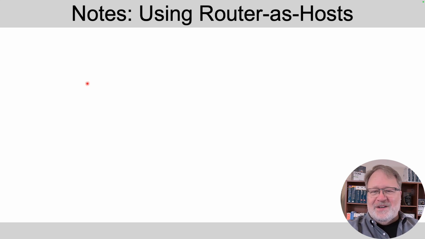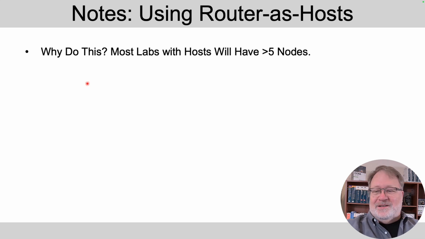Well, it turns out there is a 5-node limit in CML-Free. You can't have more than 5 active nodes, and in this lab we go past the 5 active node limit if we used individual hosts. This router as many hosts trick keeps us from going past that limit, so you can do the lab.